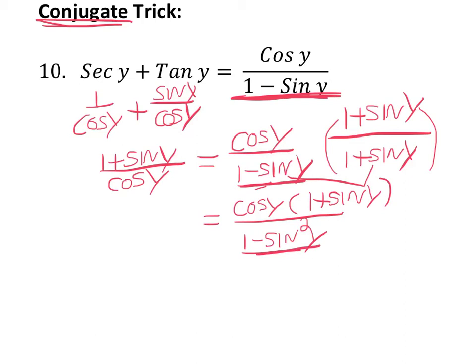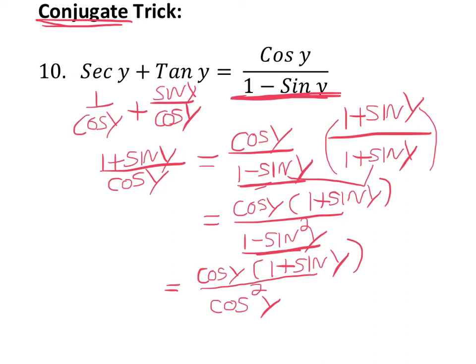Now this 1 minus sine squared of y is cosine squared of y. And I still have the same top, cosine of y times the quantity 1 plus sine of y. Then you can see this cosine is going to cancel out with one of these cosines, so cosine squared becomes just cosine of y. And look, it's this exact side right there, 1 plus sine over cosine of y.